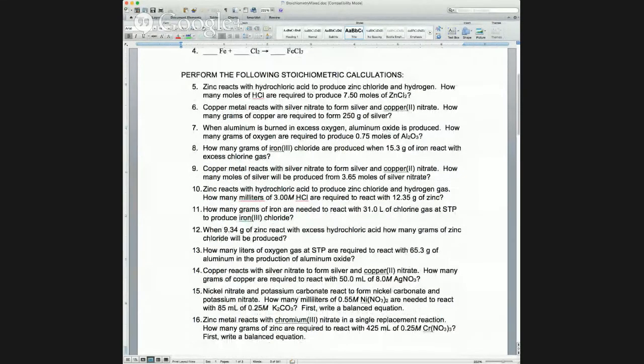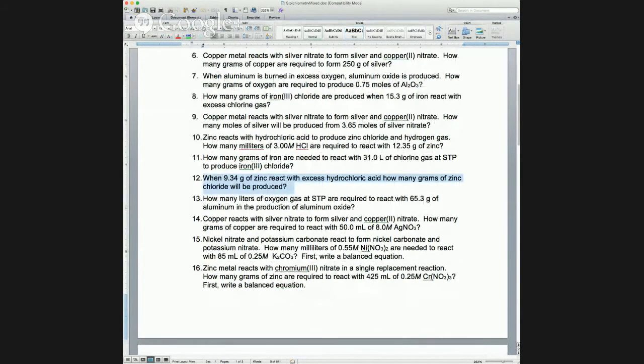And there are some balanced equations. We'll come back to that. Let's see. I tell you what, we'll take a problem and work through the different parts of it. Okay, here we go. Number 12. When 9.34 grams of zinc react with excess hydrochloric acid, how many grams of zinc chloride will be produced? Well, let's just do, if we have 9.34 grams of zinc, how many moles of zinc is that? So let's just do that really quick.